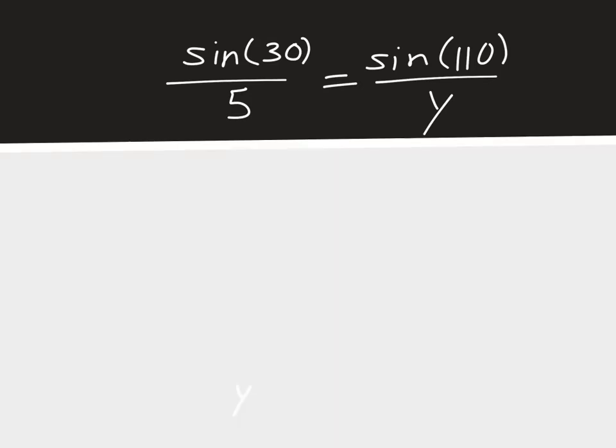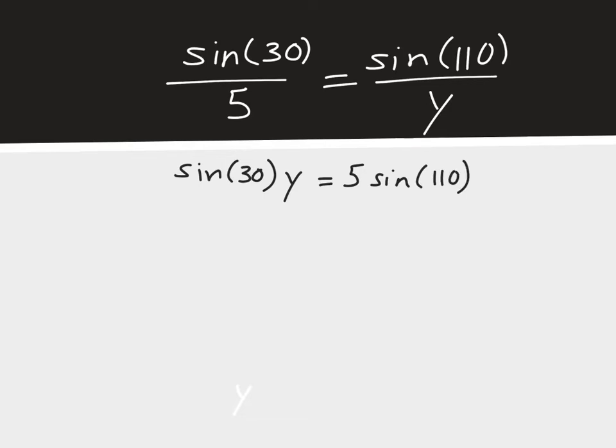Okay, I've got a little bit more room for myself. I'm going to go ahead and cross multiply from here. So perhaps take the first numerator and the second denominator. Again, it doesn't really matter which way you do it first. So maybe I'll go sine of 30 times y is equal to the other cross multiplication, which would be 5 times the sine of 110. So maybe 5 times the sine of 110.